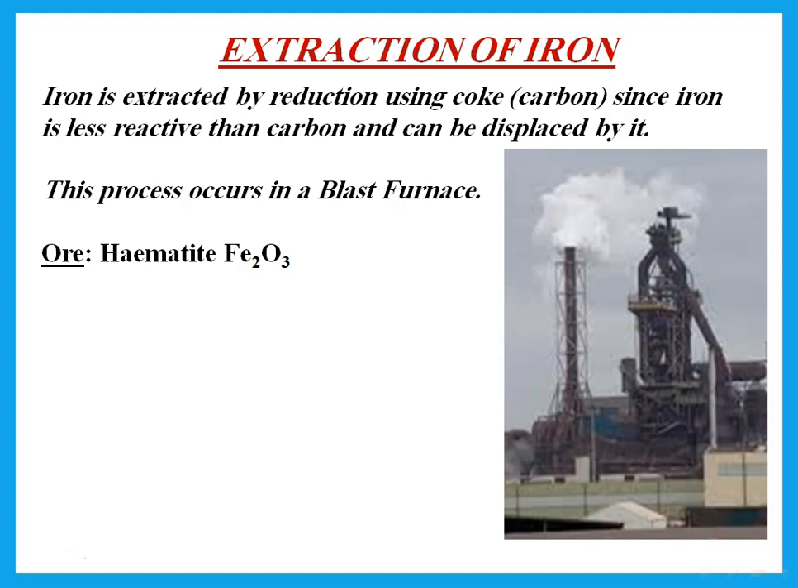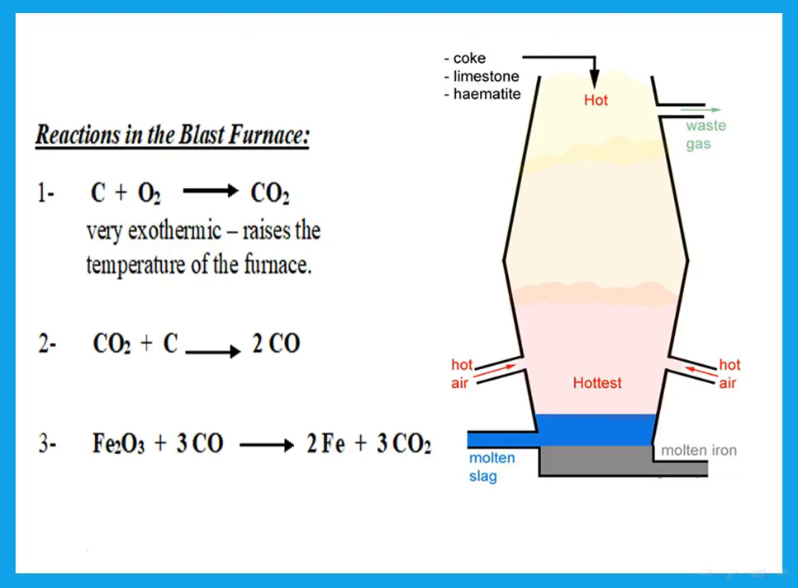Extraction of iron: we said iron is less reactive than carbon, so I don't need to do it by electrolysis. I can do it by reduction with coke. The ore of iron is hematite. Hematite is Fe2O3. These reactions happen in a huge building which we call the blast furnace. At the top of the blast furnace, we put coke, limestone, and the ore, which is the hematite. And at the bottom of the blast furnace, we put hot air. That means my four raw materials are coke, limestone, hematite, and air.